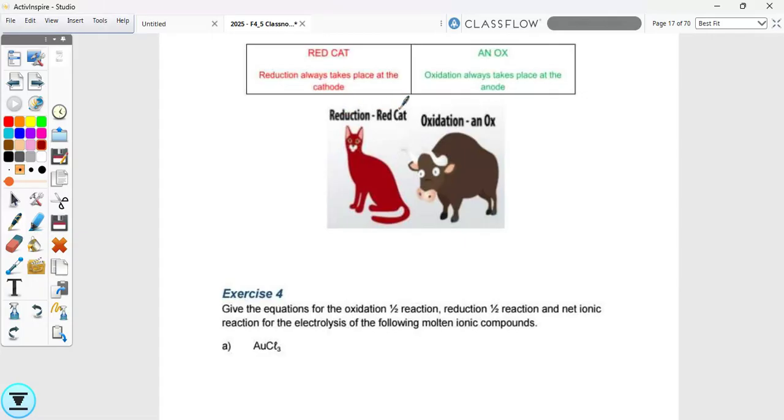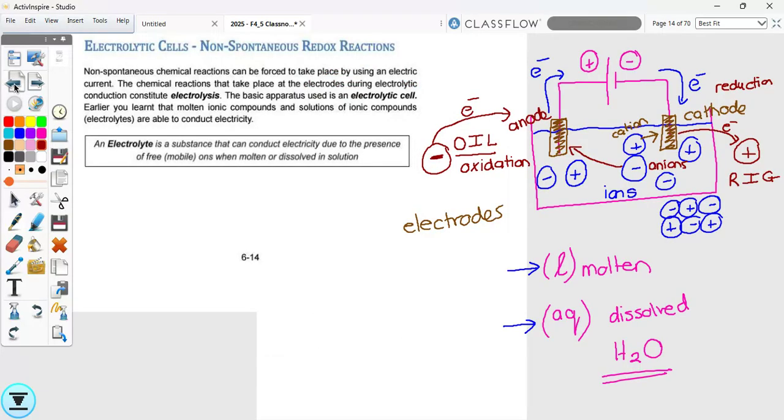So it's RED CAT. That's just the way they try to help people remember it. And AN OX. Anode is where oxidation happens. Reduction happens at the cathode. So if you want to use it, everyone uses it, but you can also see that they both start with a consonant. So red cat, and these are both vowels. Anode, oxidation, they both start with vowels. So whatever makes it easier for you to remember, just remember those two things.